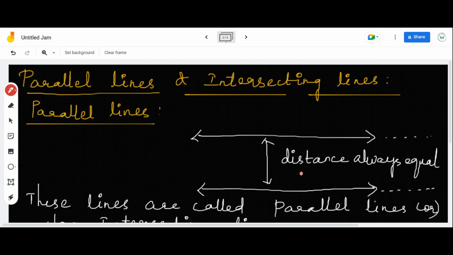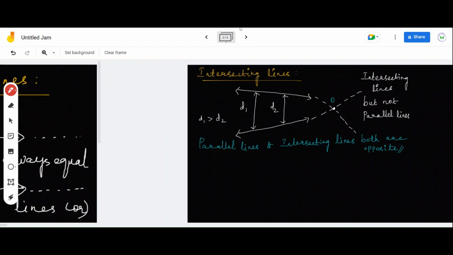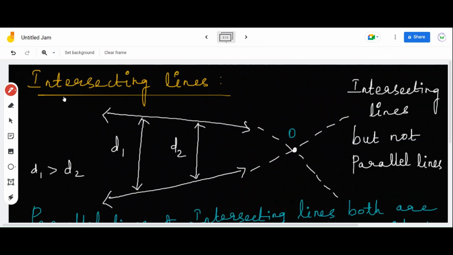The lines will be parallel for two reasons. First, these lines cannot intersect till the end, right? They will not intersect till the end. That is one reason. And another reason is that the distance will always be equal from the starting point to the end point. Those lines are called parallel lines. So if these two reasons are satisfied, the given lines are parallel. Got it?